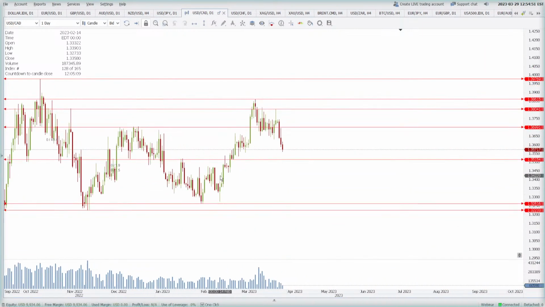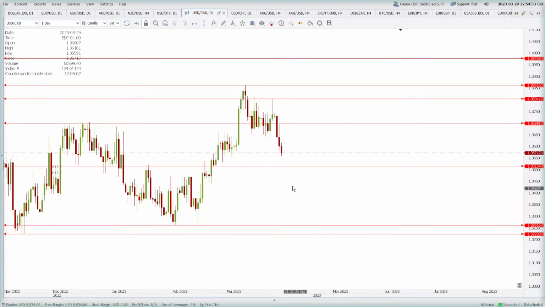Dollar against the Canadian. After yesterday's candle, we pointed out that it is a free fall, most probably till 135.15, and the price is slowly and steadily going down.